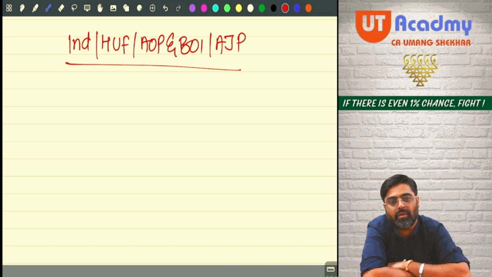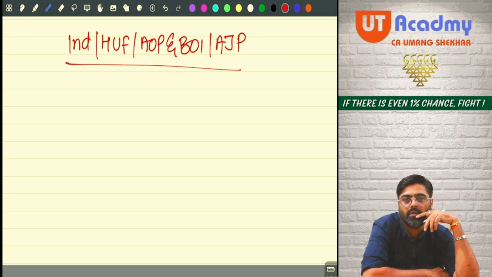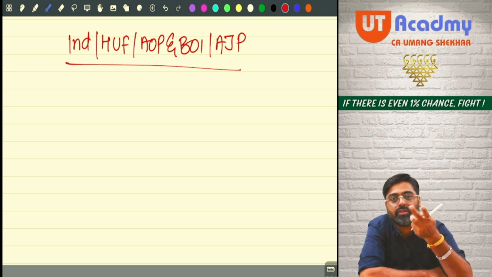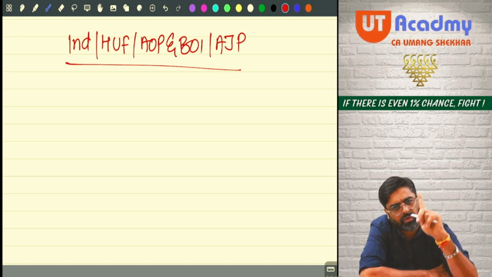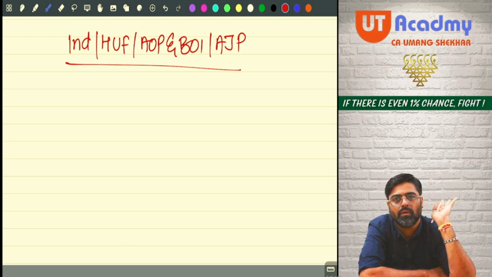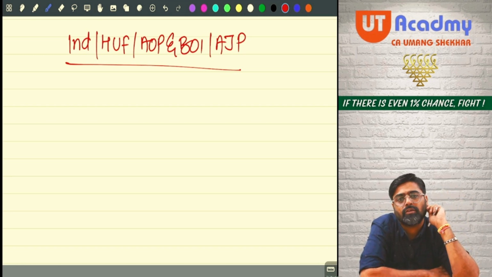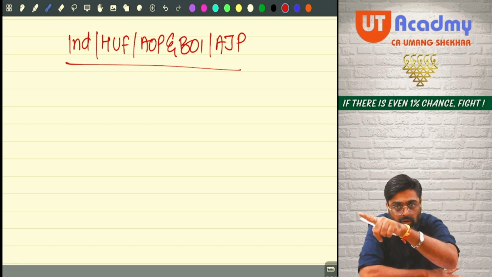Surcharge will be applicable only on individuals or on all? On all, the surcharge will be applicable. So whether you are an individual, HUF, AOP, BOI, AJP, whoever you are, we don't worry. If your total income is more than 50 lakhs, surcharge will be applicable on all. That means you all will pay surcharge along with your tax. Yes or no? How much surcharge? Everyone knew this. So the rates of surcharge which we had discussed were applicable for all these 4 persons.